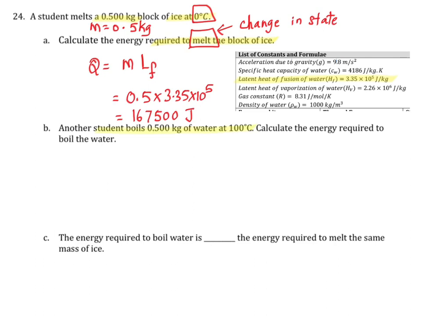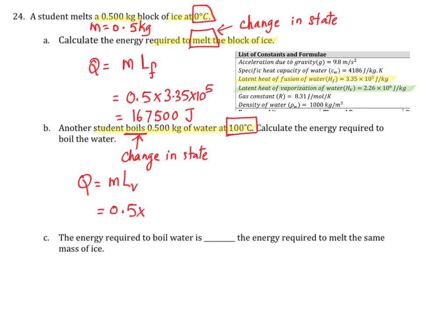Another student boils 0.5 kg of water at 100 degrees Celsius. Boils means it is a change in state. And the formula will be Q = mL_v. So the mass is given to us, 0.5, and the latent heat of vaporization is given to us, which I have labeled in the constants. You can see here, it is 2.26 times 10 to the power 6. We substitute that number and we get the answer for Q.